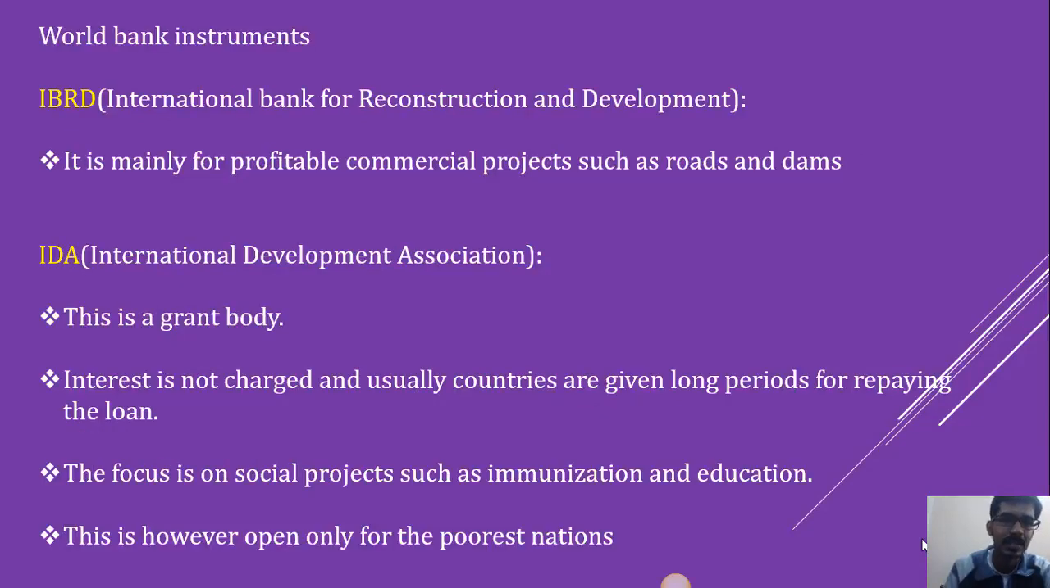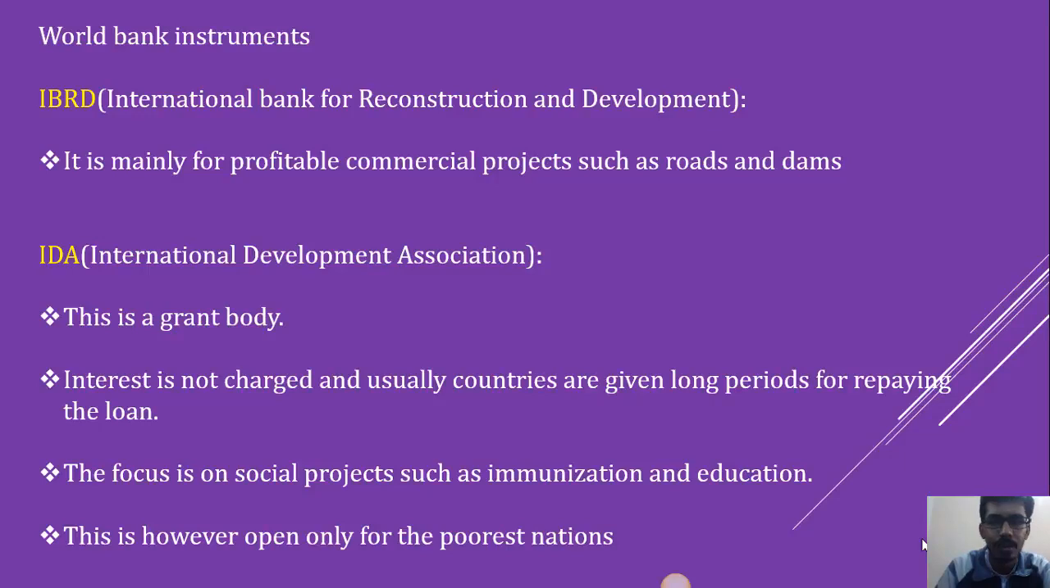And the next one is World Bank. World Bank, as I told you, has 2 basic instruments. The first one is the International Bank for Reconstruction and Development. This instrument will help countries with the construction of roads and dams. For those things only IBRD works. And the second one is the International Development Association.